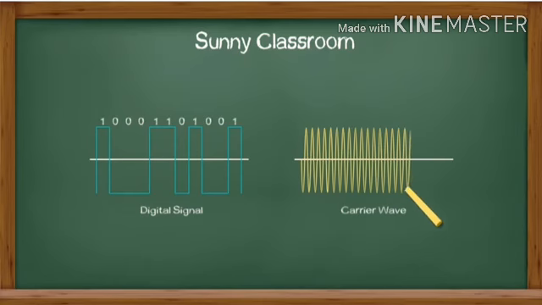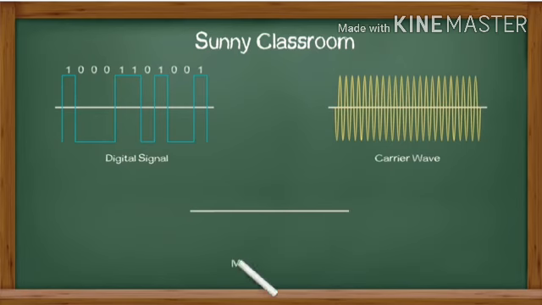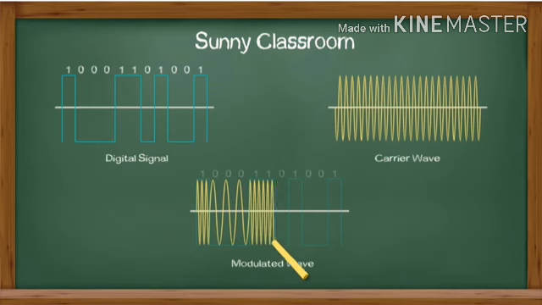Here is another example. On the left side are digital signals. On the right side is a carrier wave. The modulated wave demonstrates how digital signals modulate or change the carrier wave.